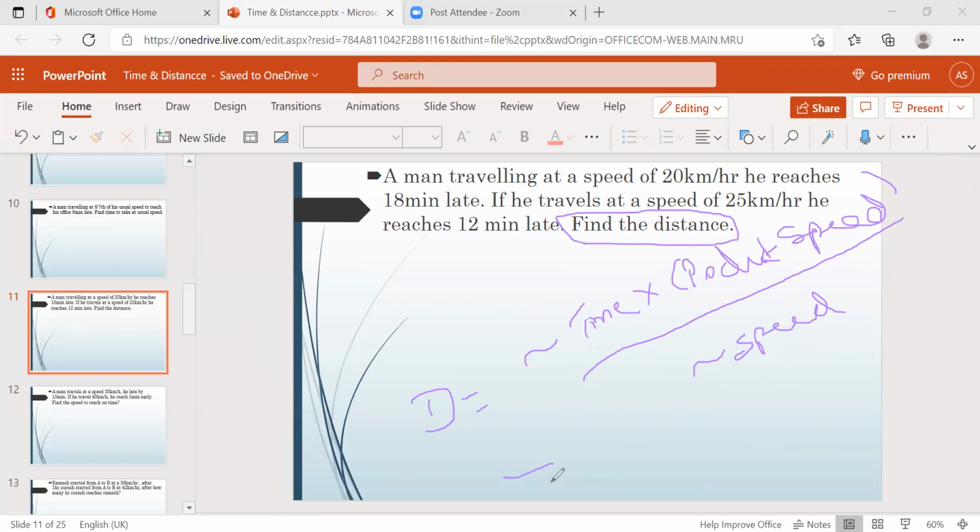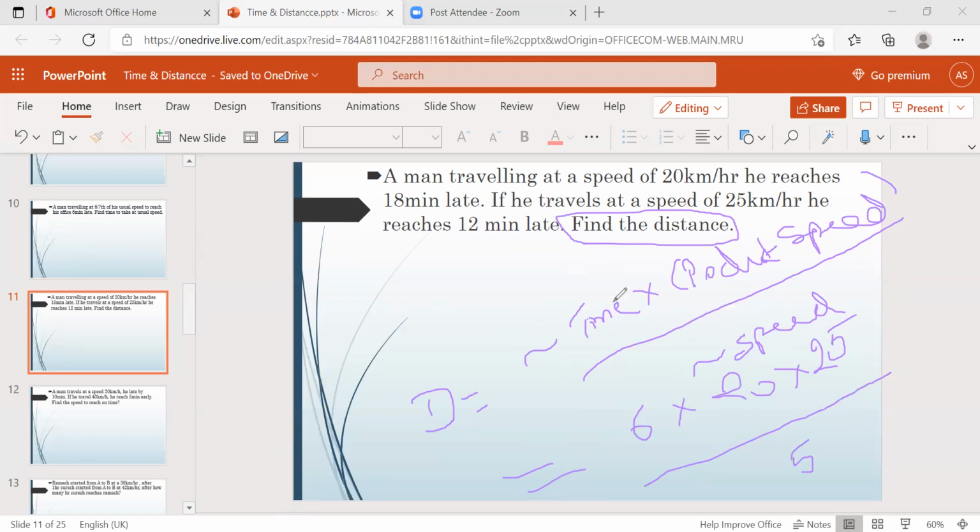What is that? Now check. What's the difference of time? 18 minutes late and 12 minutes late. What's the difference? 6 minutes, into the product of speeds, 20 into 25, divided by the difference of speed. 20, 25, don't take negative values, they are asking the difference. 25 minus 20, 5 kilometers per hour is the difference.